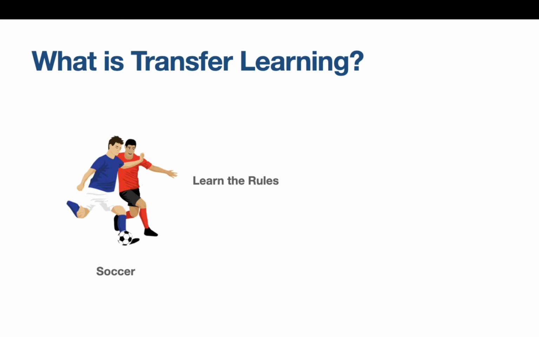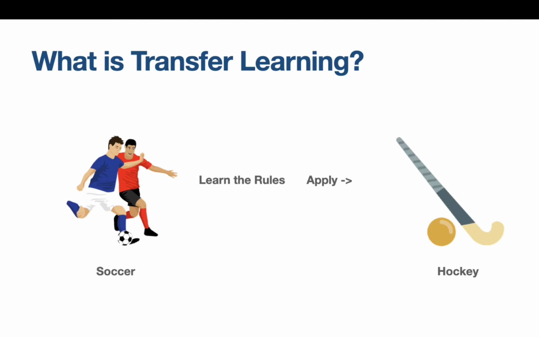The human brain uses transfer learning in everyday life. For example, let us say you teach the rules of the soccer game to someone. Upon learning, if you introduce the game of hockey to that person, they can infer the learnings from soccer and adapt them to hockey.